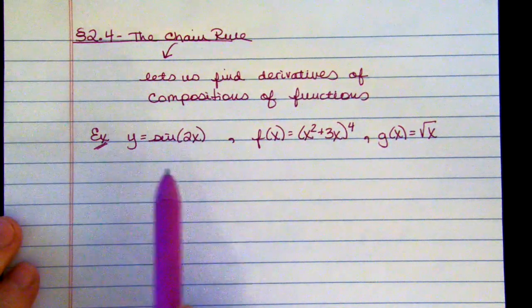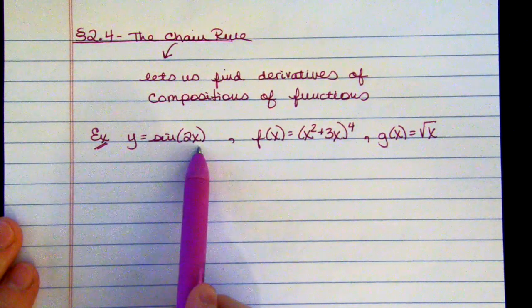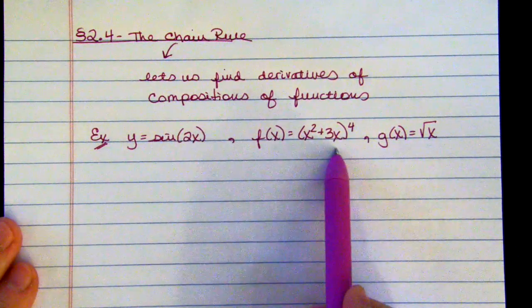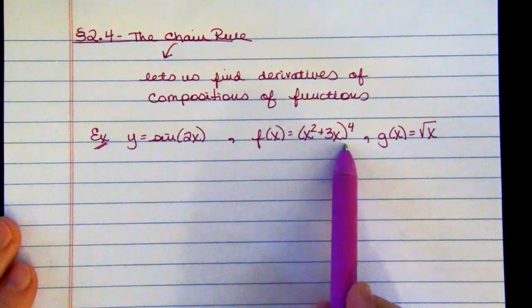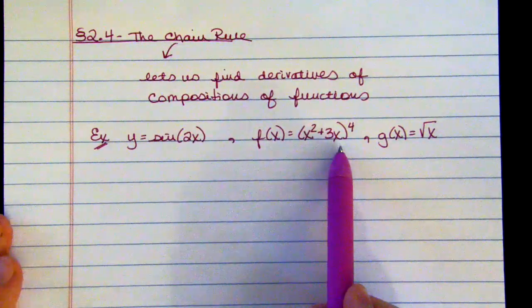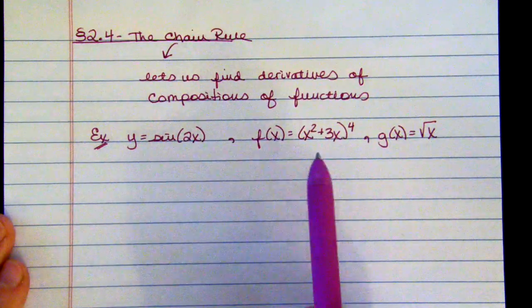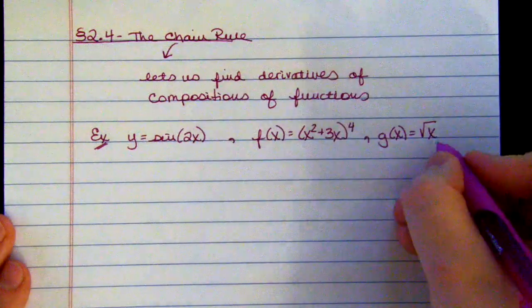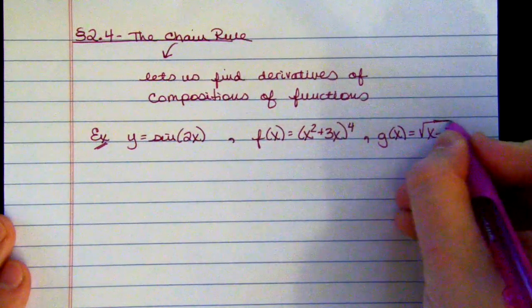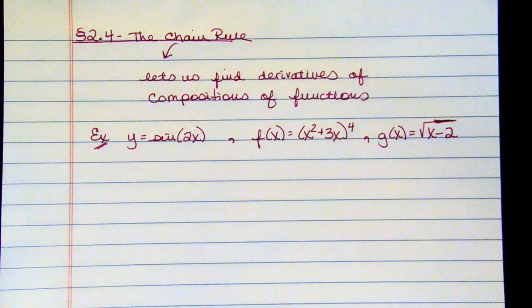Before, I could have dealt with the derivative of sine x, but not the sine of anything more complicated. This one, well, actually, I could have dealt with this one before, but it would have been a pain. I would have had to write this out 4 times, FOIL, take the derivative. But in general, before I could have dealt with just x to the fourth. Now I want to deal with something more complicated to the fourth. And my g of x, I wrote that wrong. I really wanted g of x to be the square root of x minus 2. I could have handled g of x equals the square root of x, but I couldn't have handled g of x equals the square root of x minus 2.